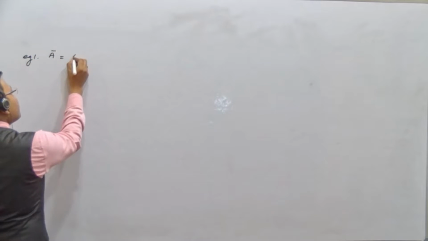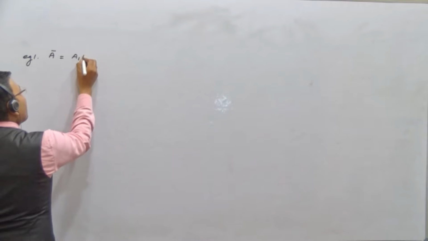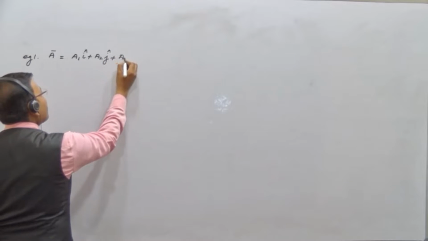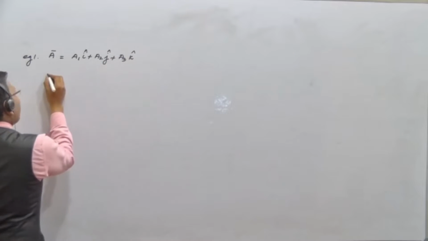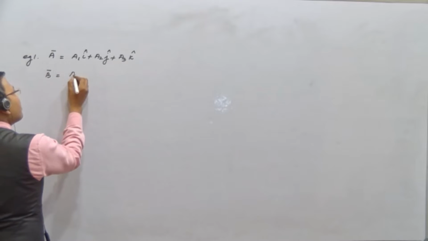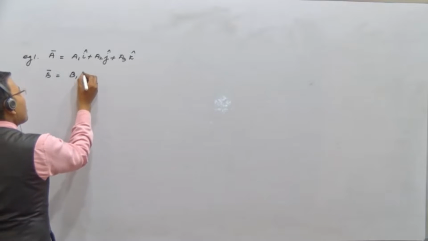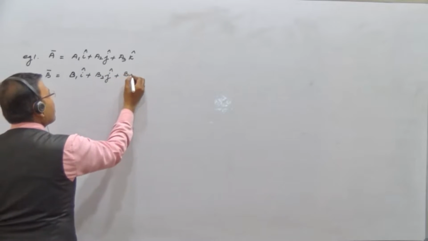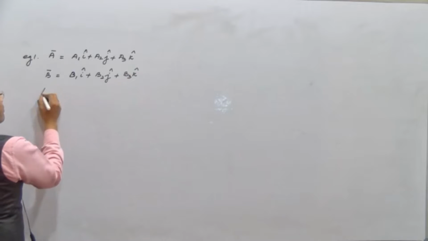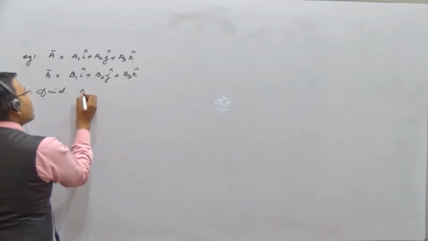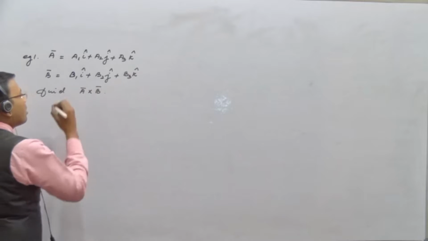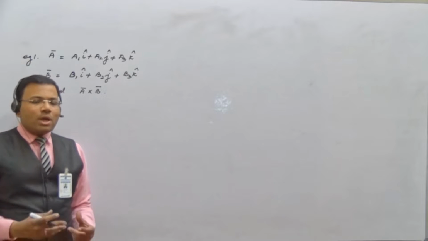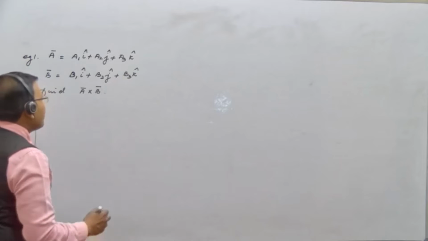So A bar is A1 I plus A2 J plus A3 K. This is vector A, and another vector B is B1 I plus B2 J plus B3 K. Now we have to find, I'll write the question itself, A bar cross B bar. If such types of questions are asked, then how to calculate the cross product? This is a simple method that you can remember easily. The method we can see here.